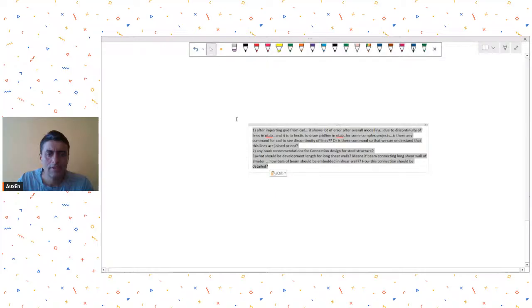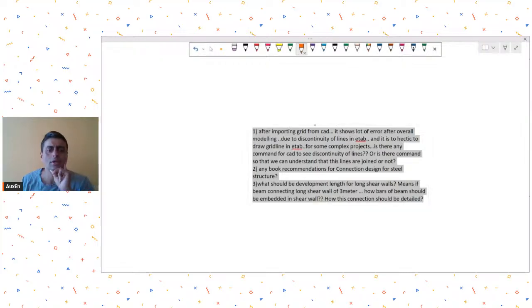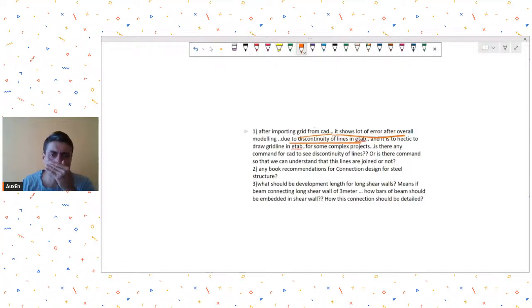He is saying, after importing grid from CAD, I think he is saying when he is importing grid from CAD in ETABS, it shows a lot of error after overall modeling due to discontinuities of line in ETABS, and it is hectic to draw grid line in ETABS for some complex project. Is there any command for CAD to see discontinuity of lines?